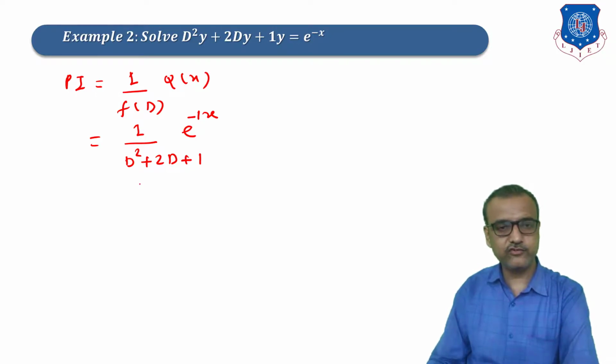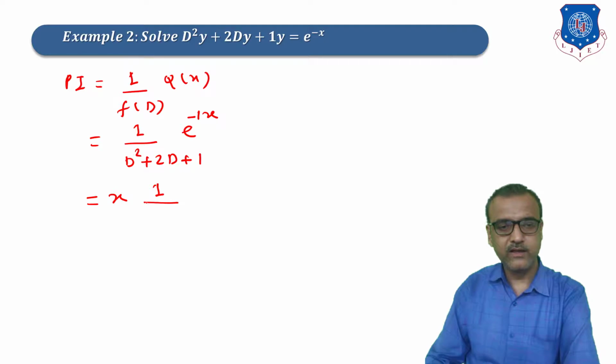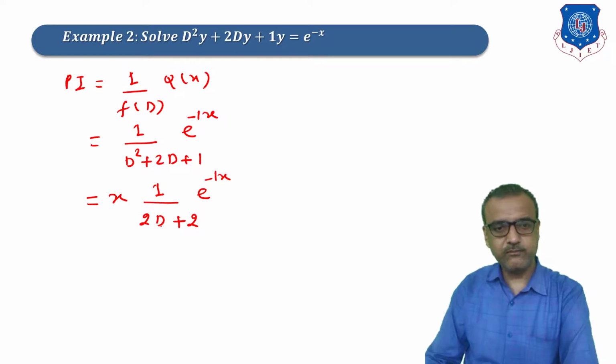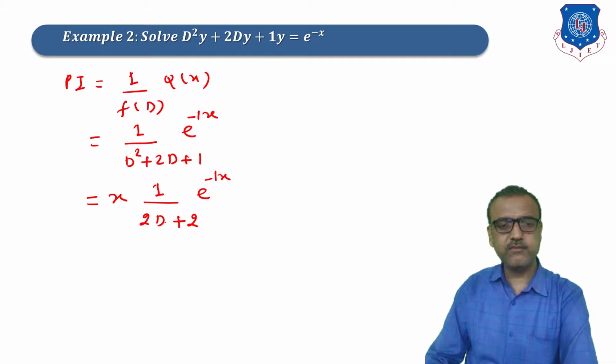So for that purpose, what we will do, we will just multiply the result by x, and then after we will differentiate this f of D with respect to D. Now derivative of D square, that is 2D plus 2, will be as it is, and derivative of D is 1, and derivative of this constant value is 0, and e raised to minus 1x will be as it is. Now we will replace D by minus 1. If you replace D by minus 1 over here, you will get minus 2 plus 2, and minus 2 plus 2 is 0. So we cannot directly put down the value of D equals to minus 1.